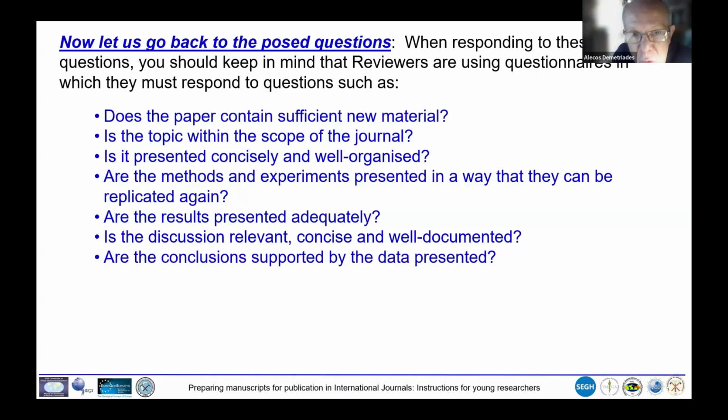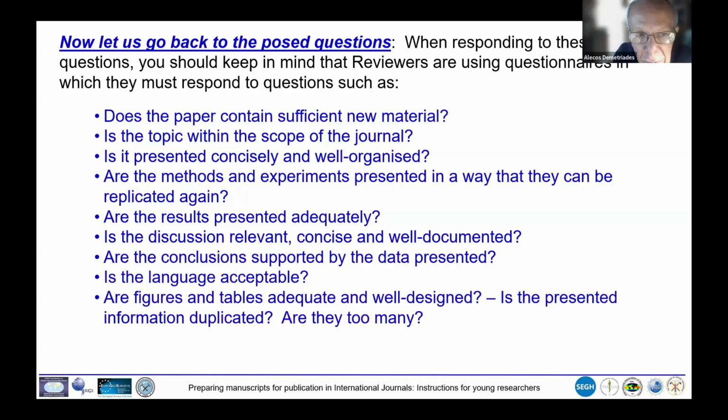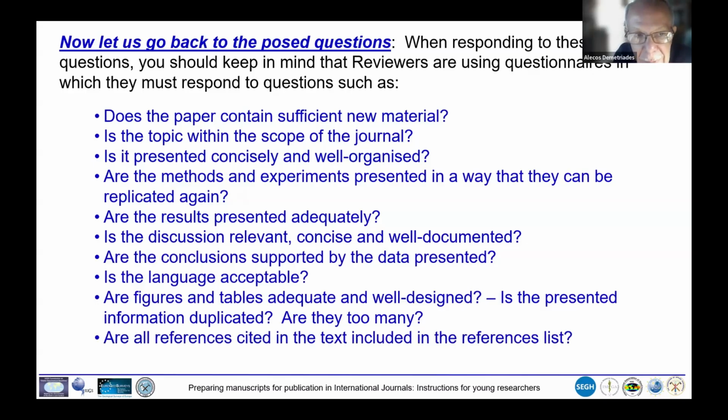Are the conclusions supported by the data presented? Is the language acceptable? Are the figures and tables adequately and well designed? Is the presented information duplicated? Are there too many? Are all references cited in the text included in the reference list?